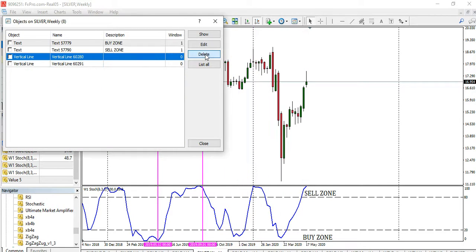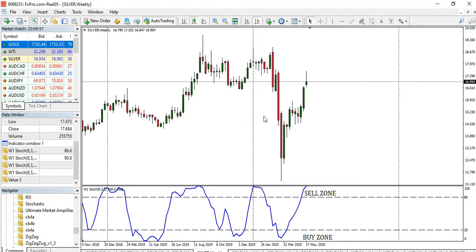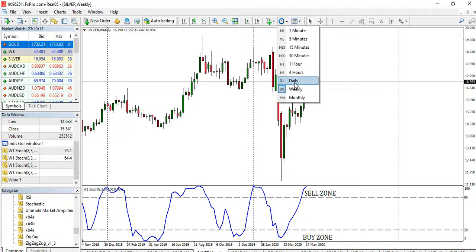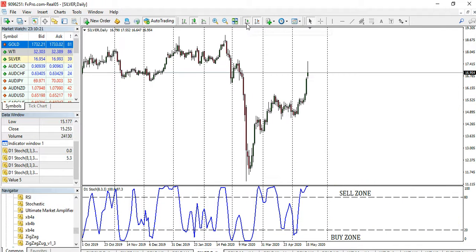Why? When you go anywhere to buy something, you want to buy it at a low price. And whenever you're selling something, you want to sell it at a high price. So if the stochastic on the weekly time frame is telling us to look to buy, then we want to buy low. And if it's telling us to look to sell, then we want to sell high. We use the daily time frame to determine our high and low prices.